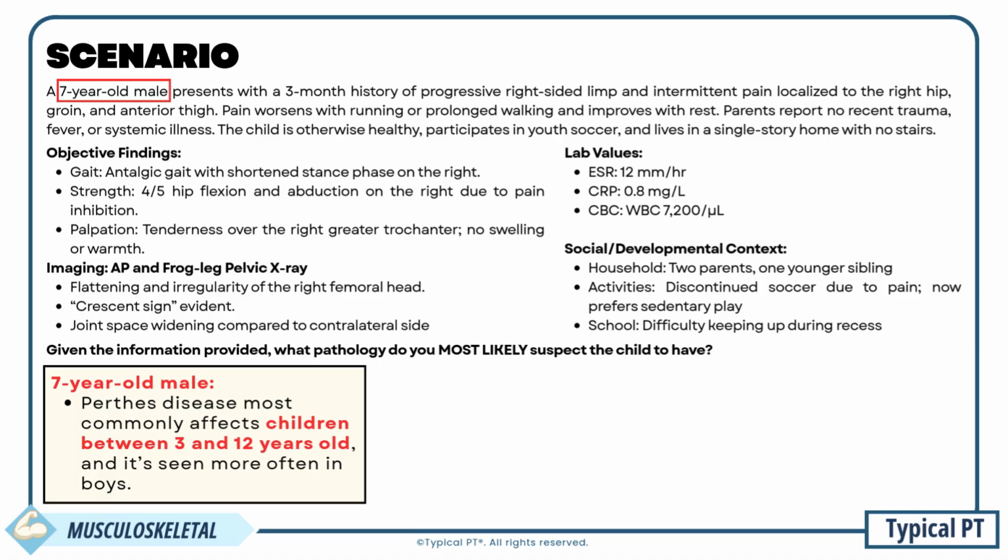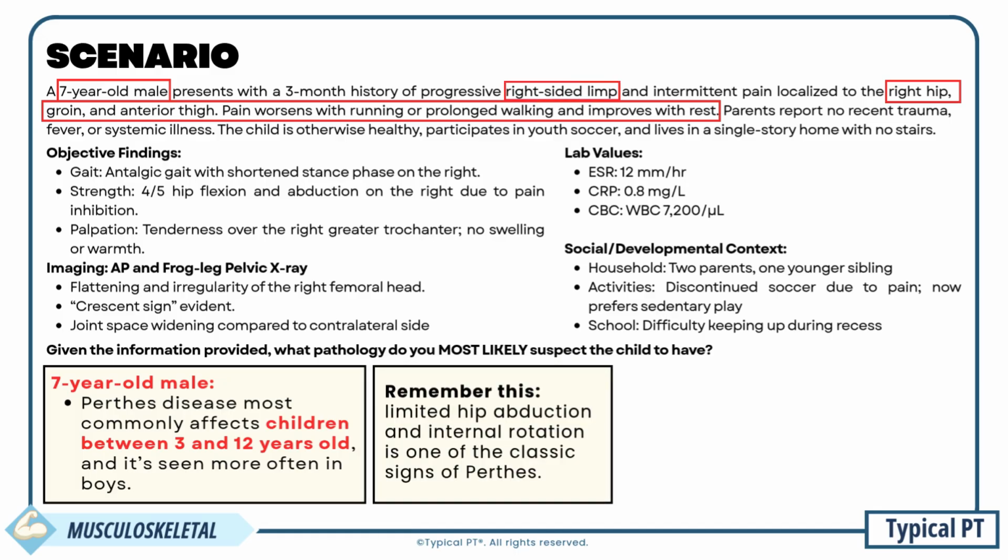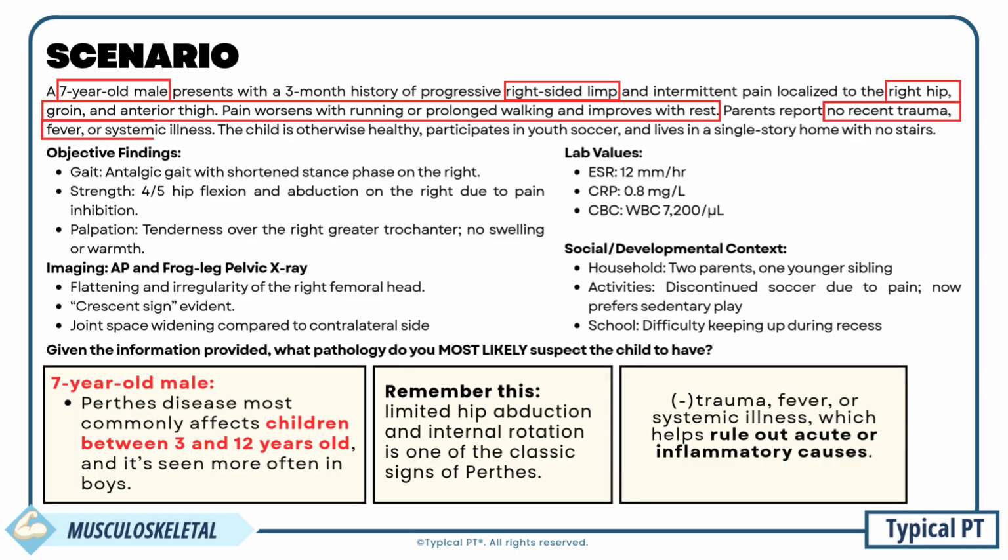Second, consider the clinical pattern. The child has a gradual onset of right-sided hip and groin pain, worsened by activity and relieved by rest. There's also a noticeable limp. Remember this, limited hip abduction and internal rotation is one of the classic signs of Perthes. And importantly, there's no trauma, fever, or systemic illness, which helps rule out acute or inflammatory causes.